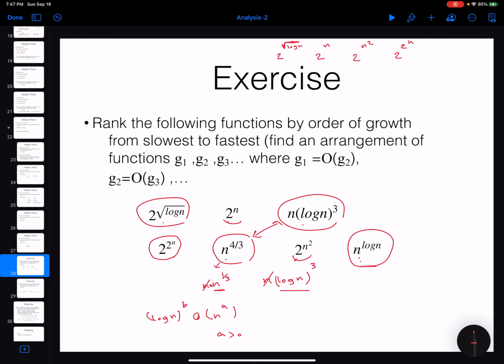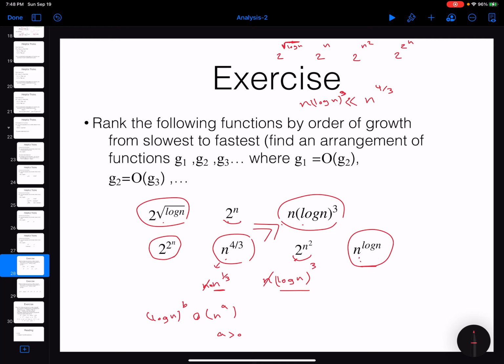So of course I know that this function is going to be growing strictly faster than the other one. So far I know that n to the power of 4 divided by 3 has a growth ratio greater than n to the log of n power 3.